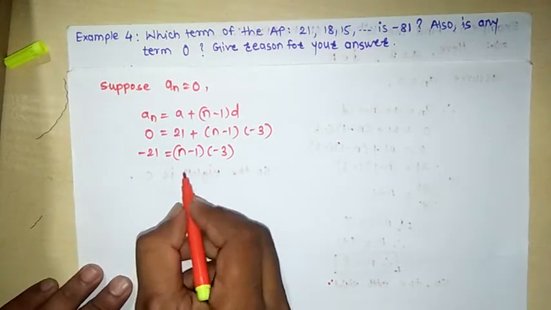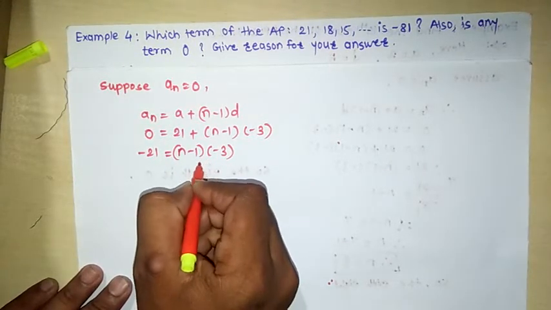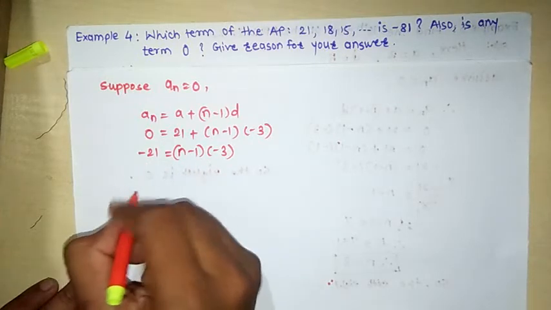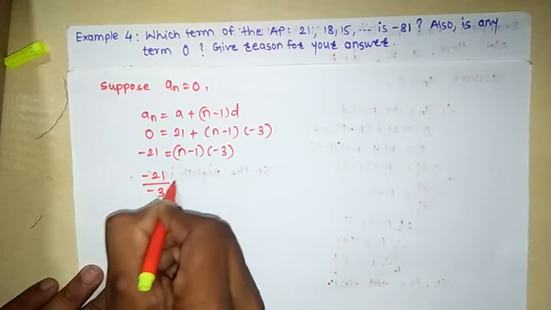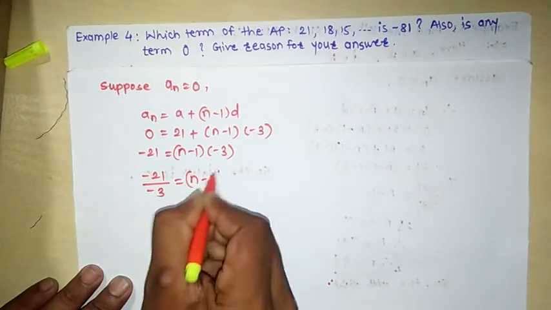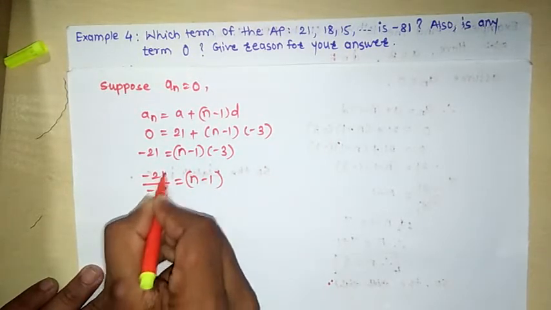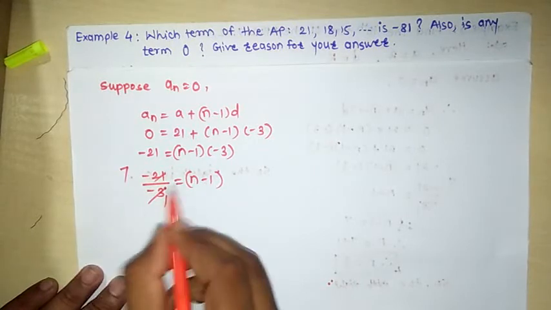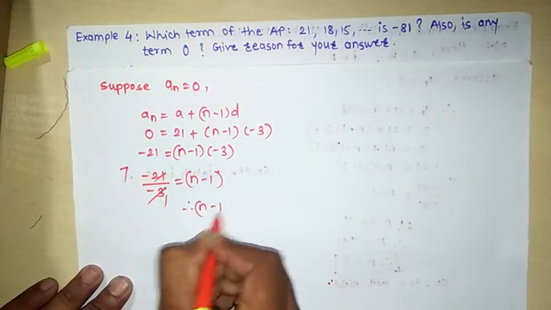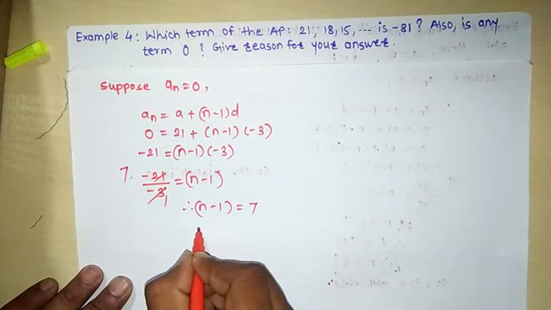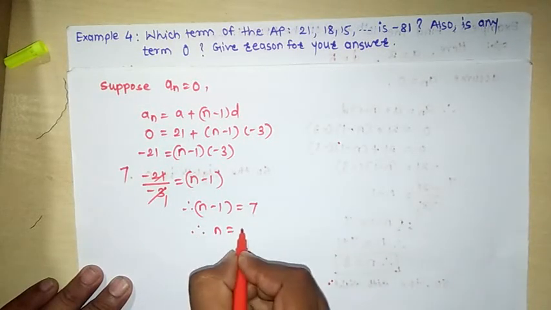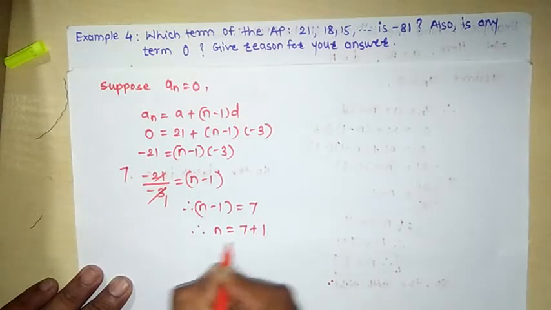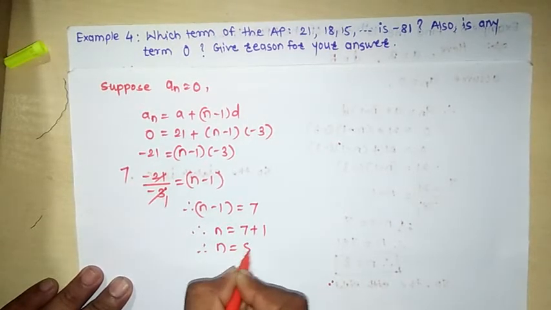It will go to the denominator, because here it is multiplication. It will go towards the left hand side, then it will become division. Minus 21 divided by minus 3 is equal to n minus 1. 3 1s are 3, 3 7s are 21. Therefore n minus 1 is equal to 7. Therefore n is equal to, send this minus 1 towards the right hand side, which will become 7 plus 1. Therefore n is equal to 8.